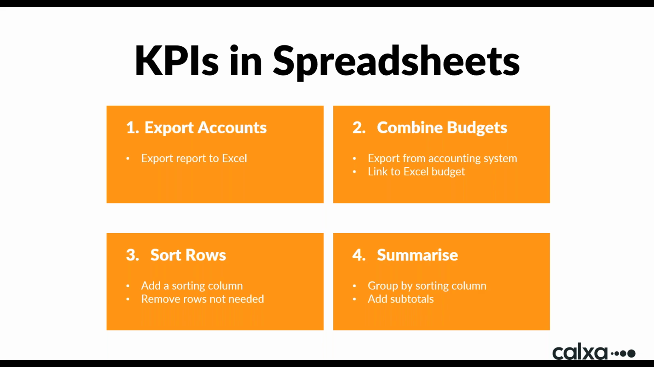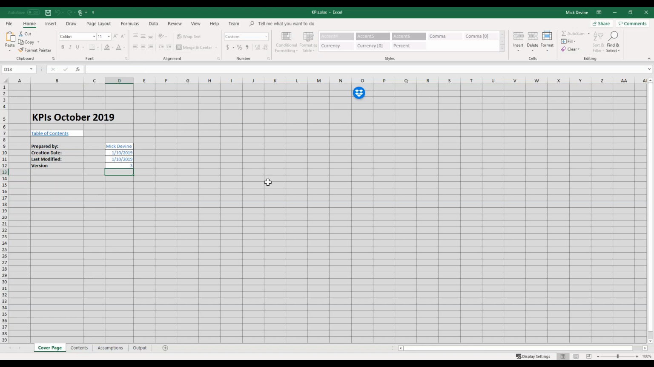Now, when it comes to KPIs, I am focusing very much on the finance side of things. I can't help it, I'm an accountant. The source of most of our accounting information comes from our accounting system, whether we're using MYOB or QuickBooks or Xero or whatever, and it's about exporting that data out of the accounting system, combining it with budgets, which may be in the accounting system, and then putting formulas in there to create your KPIs.